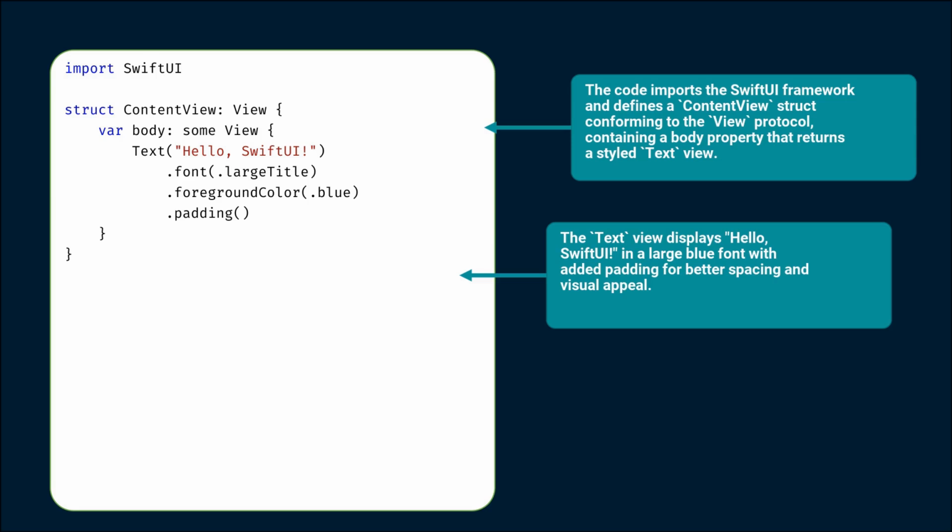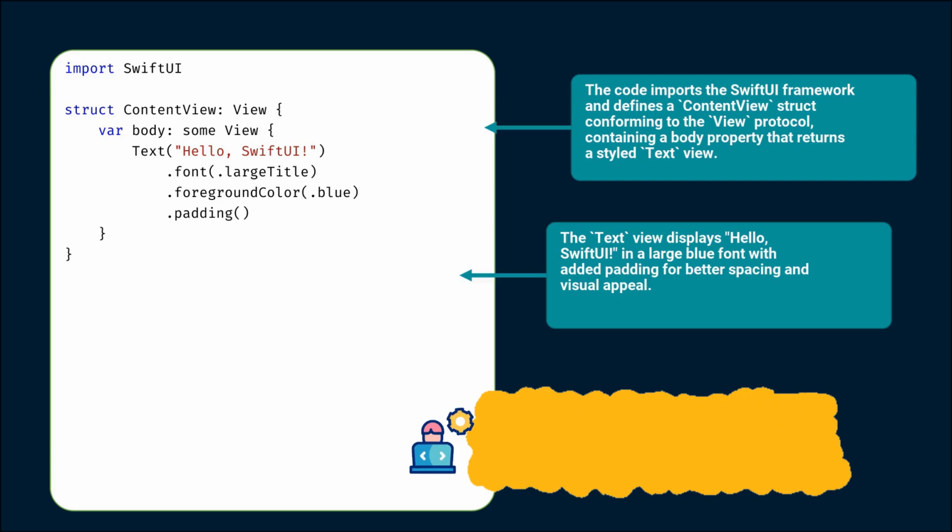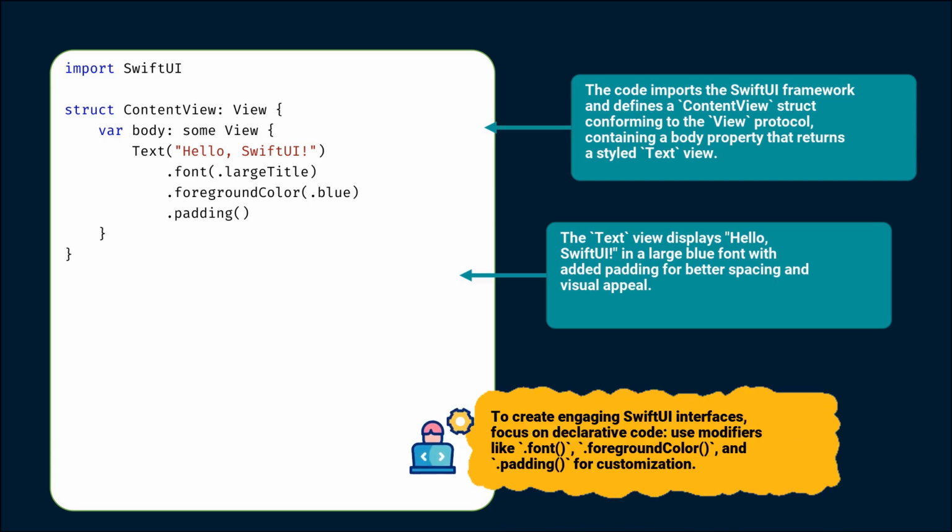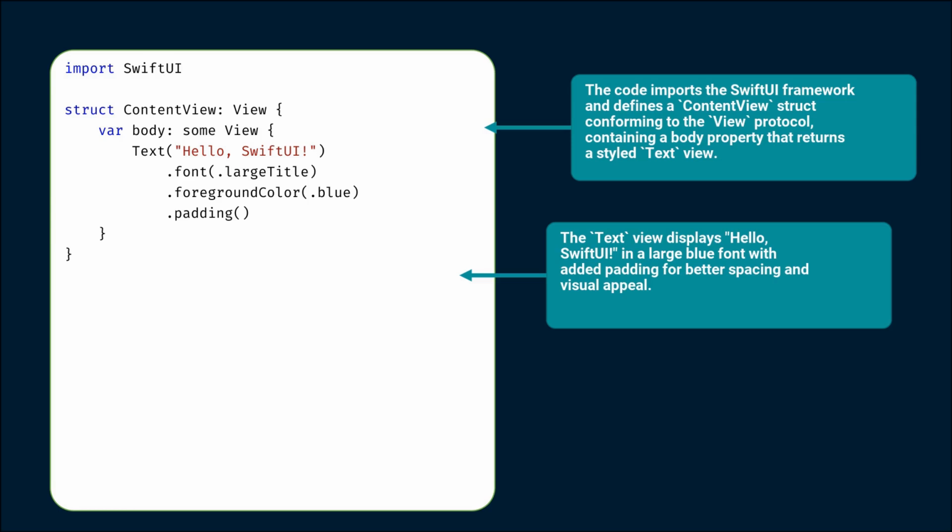To enhance the user experience, we apply modifiers to the text. First, we set the font to .large, making it more prominent and visually appealing. Next, we customize the text color to blue using the .foregroundColor(.blue) modifier, which helps it stand out against the background. And finally, we add some spacing around the text with the .padding modifier, preventing the text from being too close to the edges of its surrounding view.